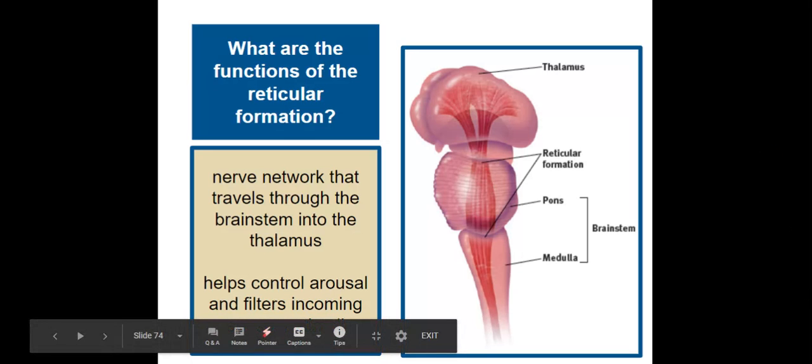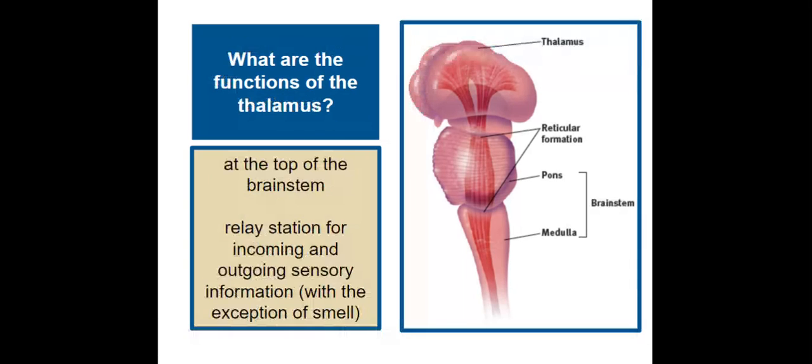Okay, the function of the thalamus. Guys, think of the thalamus as the switchboard operator of the brain. It is basically the relay station between the cerebrum and the rest of the body. What that means is it is responsible for relaying incoming and outgoing sensory information, except for smell. Smell's a little bit different because it's chemical and it goes into a different portion of the brain.